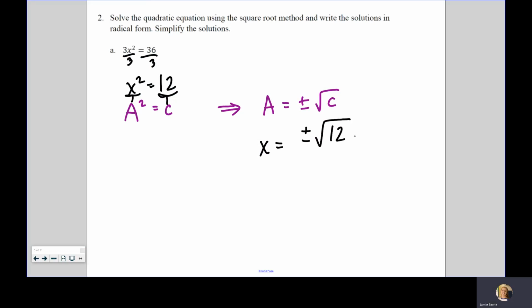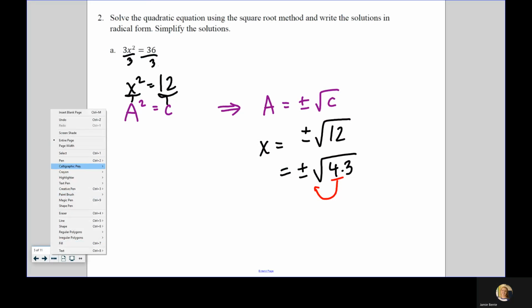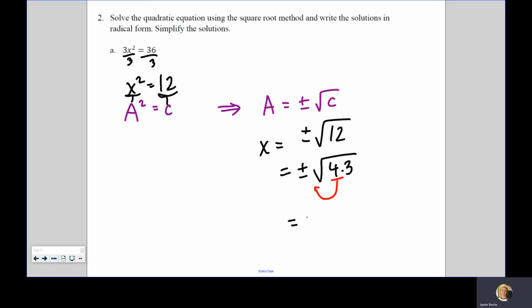Now we can simplify this. This is in radical form, but it's not simplified yet. So remember how we simplify radicals. We think to ourselves, okay, what are two things that multiply to give you 12, one of which is a perfect square? That would be 4 and 3, right? So that would be 4 times 3. 4 times 3 is 12, and 4 is a perfect square. So you're going to go ahead and take the square root of 4. It's going to pop out front. So that's going to be plus or minus 2 on the square root of 3.